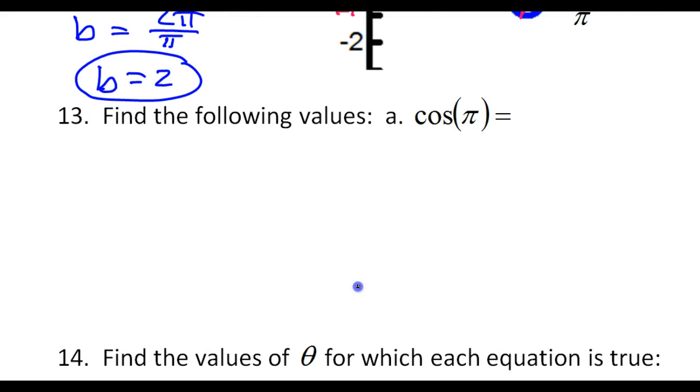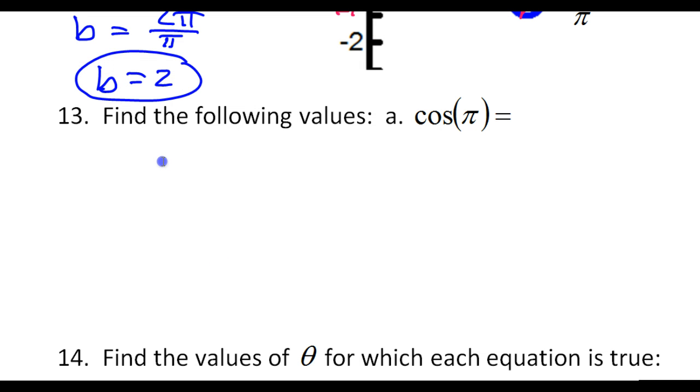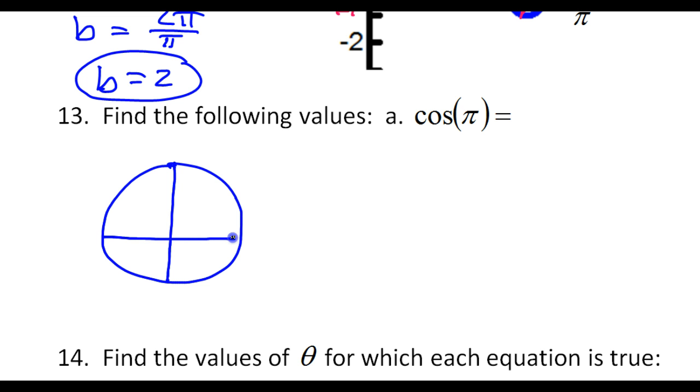Okay, so for 13a, we need to evaluate the cosine of pi. Well, for pi, we don't need this list because pi is a quadrantal angle, meaning if you look at the unit circle, pi is right on the x-axis. So here's pi over here. Pi is in this position.